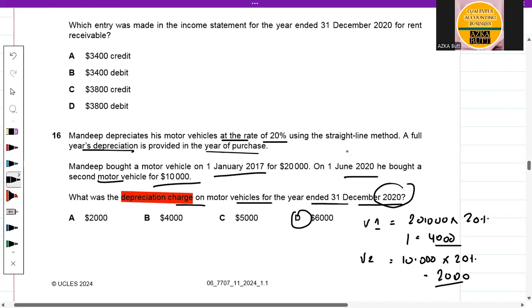So this is straight line method. So we know that in 2017, its depreciation would be 4,000 for vehicle one. In 2019, it is similar, and in 2020, it is similar. But because we need to find out a depreciation charge only for 2020, that's why we only have to write 4,000, not 12,000.